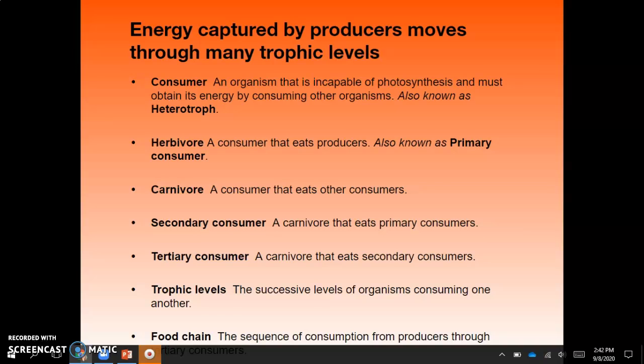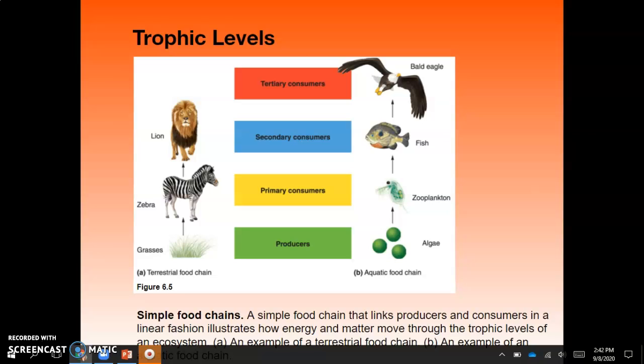A secondary consumer is a carnivore that eats primary consumers. So they eat the things that eat the plants. A tertiary consumer is a carnivore that eats secondary consumers. And then trophic levels are the successive levels of organisms consuming one another. And then the food chain is just a sequence of consumption from producers all the way up to the tertiary consumers. You can also see a tertiary consumer defined as a top consumer, so just know that those two are interchangeable.